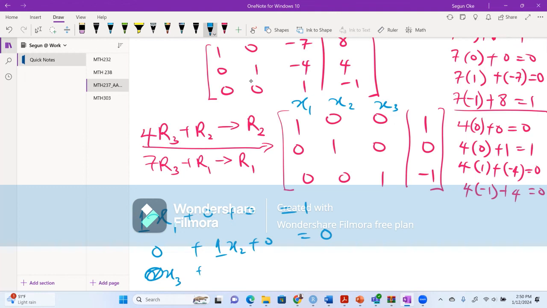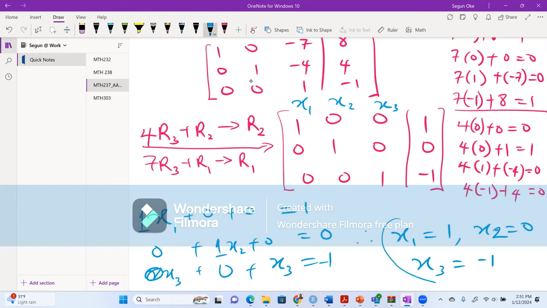This will be 0, 0, and this is 1 X3 rather. This will be X3 equals -1. Therefore, X1 equals 1, X2 equals 0, then X3 equals -1. So we have the solution for this.